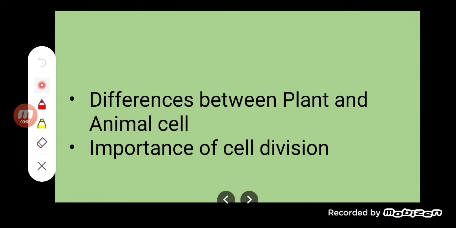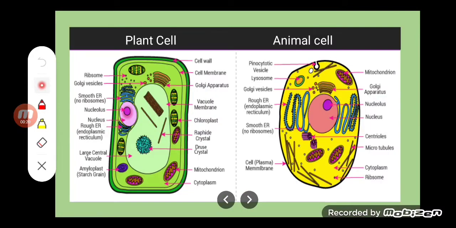So in today's video, we are going to differentiate between plant cell and animal cell, and we will also study about the importance of cell division. In my previous video, we have seen the basic structure is similar in all plant and animal cells. So how are they similar? Now we are going to see.